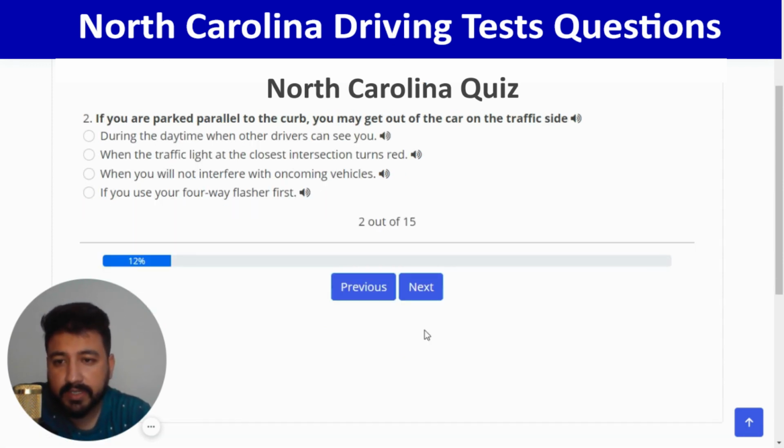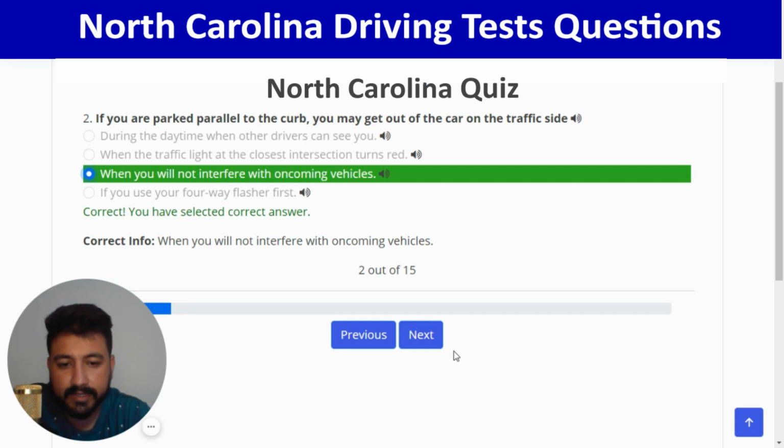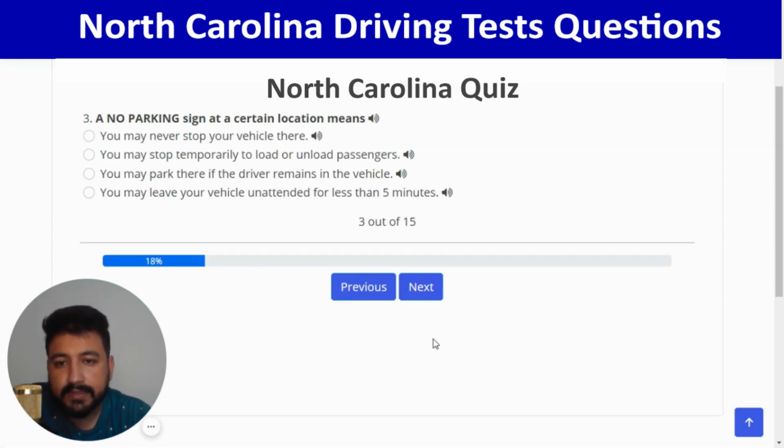The second question is, if you are parked parallel to the curb, you may get out of the car on the traffic side. The right answer is when you will not interfere with oncoming vehicle, which is the third option. And let's go on the third one. Yeah, correct. And next. A no parking sign at a certain location means. The right answer is you may stop temporarily to load or unload passengers, which is the second option.